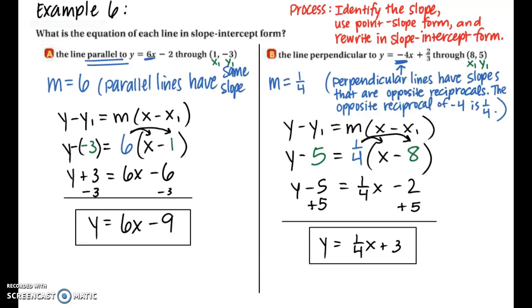Part B, we need to find the equation of the line perpendicular to the equation y equals negative 4x plus 2/3 going through the point (8, 5). First thing, we need to identify the slope. The slope is 1/4 because we know that these are perpendicular lines, and perpendicular lines have slopes that are opposite reciprocals of each other. The opposite reciprocal of negative 4 is 1/4. So from there, I substitute in 1/4 for the slope and the point (8, 5), reduce that, and I get y equals 1/4 x plus 3.